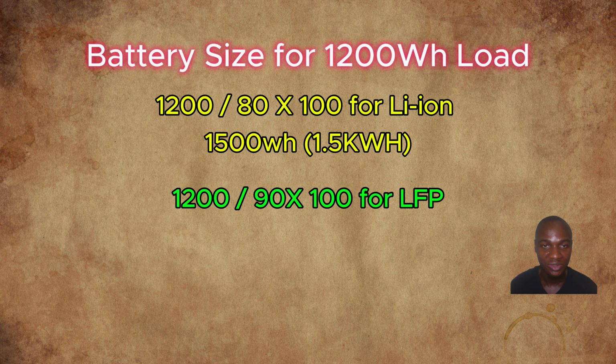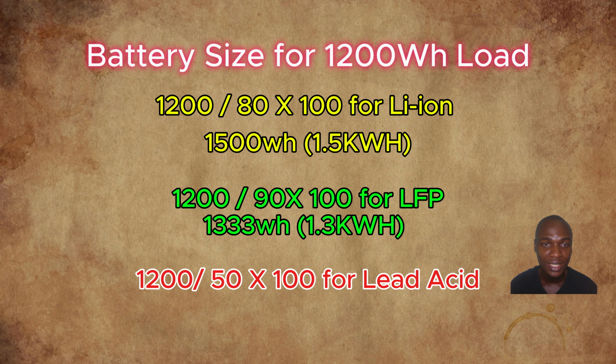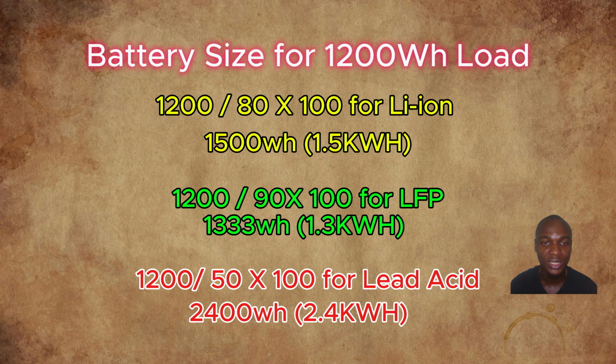For LFP batteries, I will need 1200 divided by 90 times 100, which gives 1333 watt-hours, or 1.3 kilowatt-hours, which is also the minimum battery size. For lead acid battery, 1200 divided by 50 multiplied by 100, which is 2400 watt-hours, or simply put 2.4 kilowatt-hours. This is also the minimum battery size.